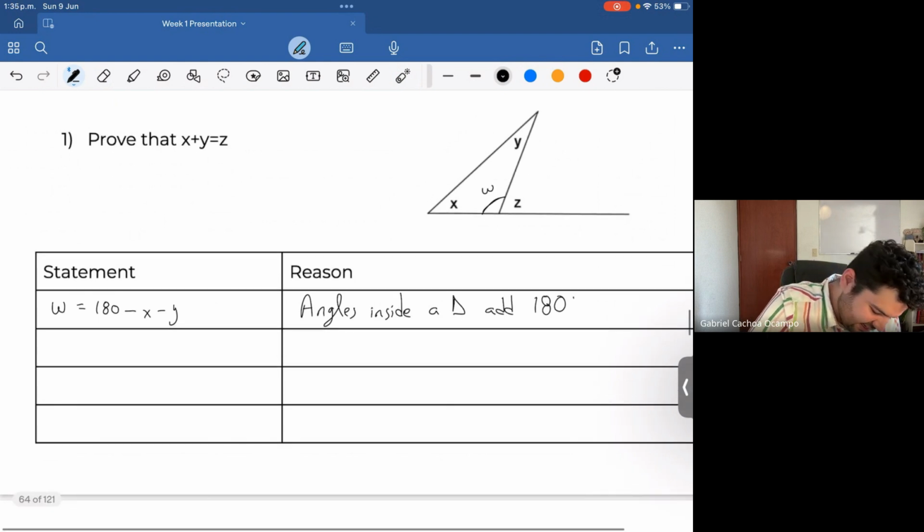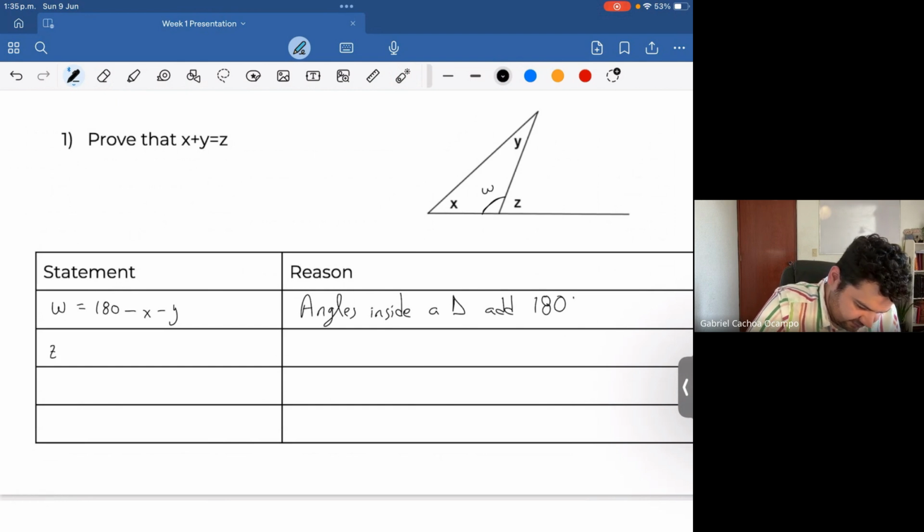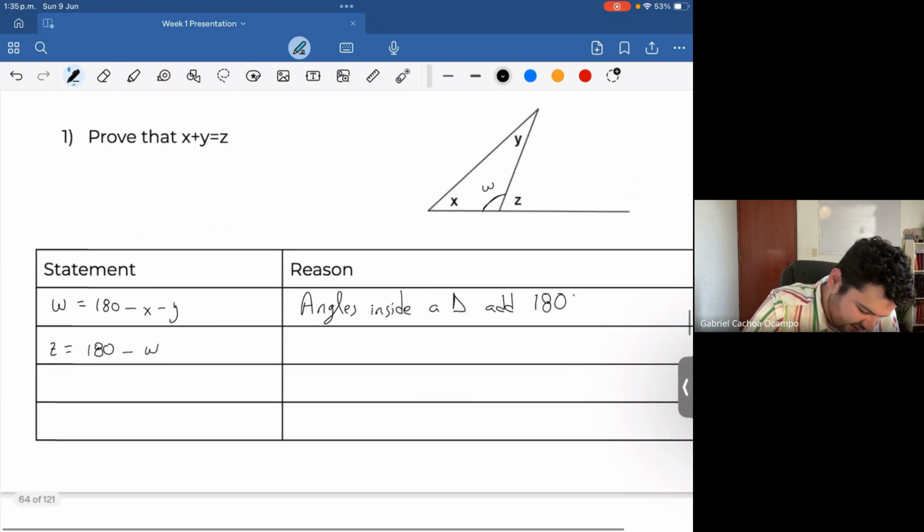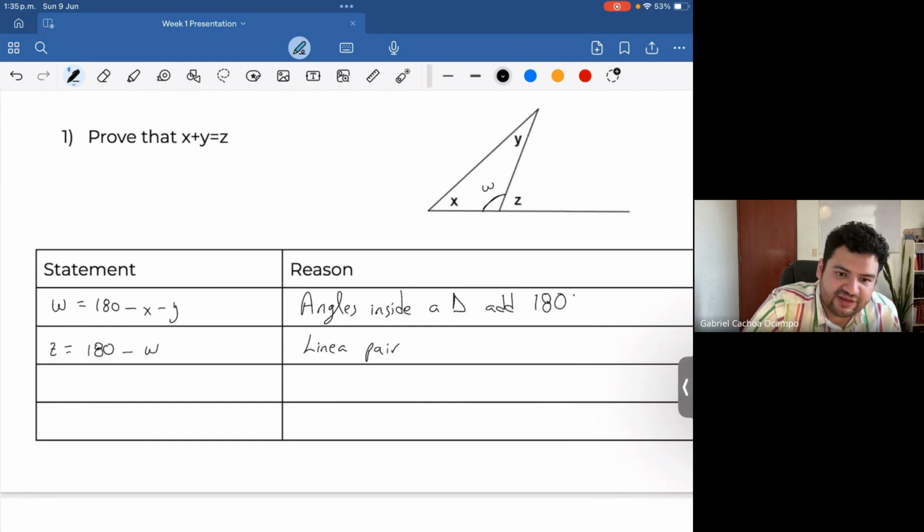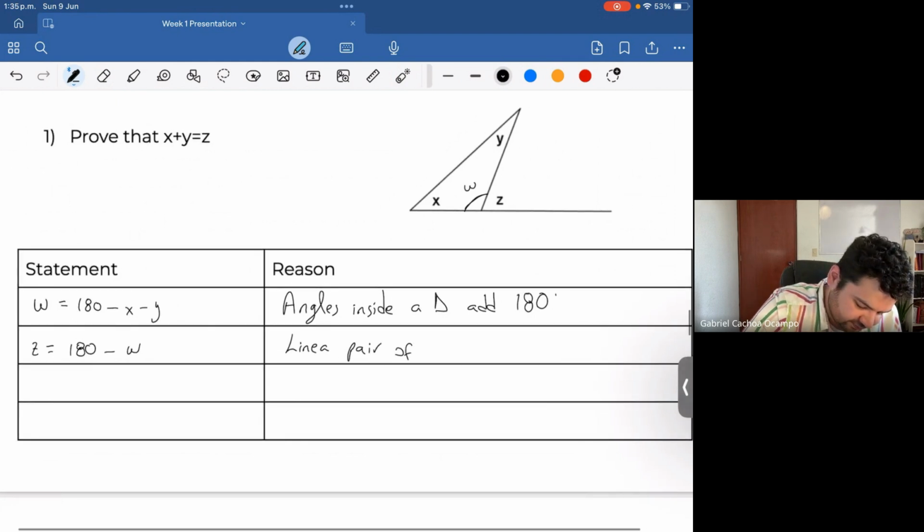Then we can say that C equals 180 minus W, because a linear pair of angles are supplementary.